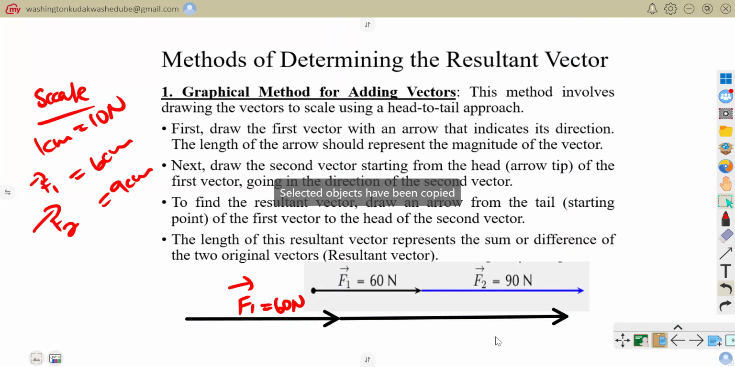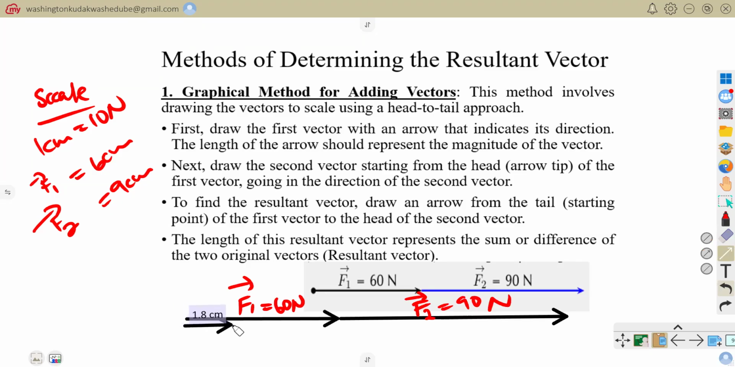Yes, I think now I've correctly done it. Now I will say this becomes my vector 2, which is 90 Newton. Now, for me to find the resultant vector using this graphical method, all I now need to do is to draw my resultant vector starting from the, I would say this is my starting point, where this is the tail of my first vector.